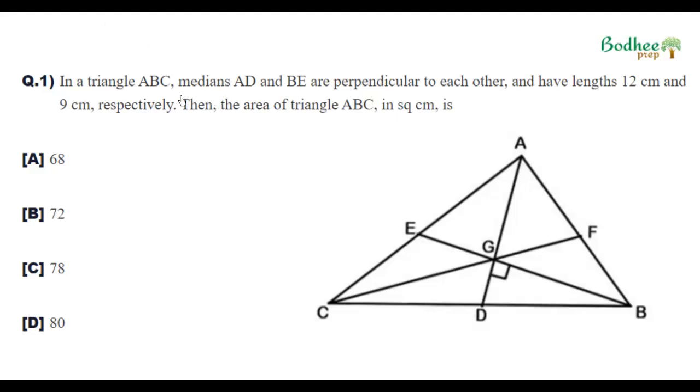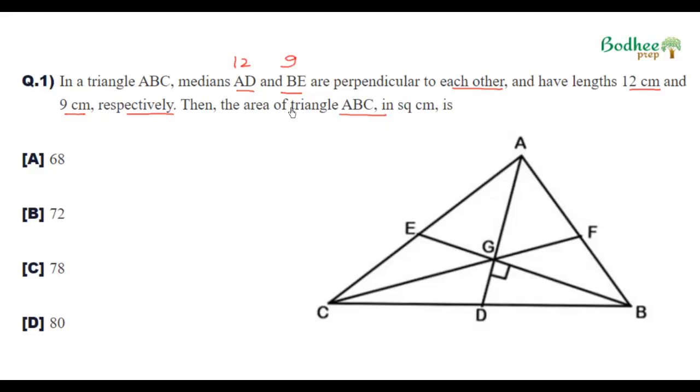Now let's take the first question. Here it says that in a triangle ABC, the medians AD and BE are perpendicular to each other and have lengths 12 centimeter and 9 centimeter respectively. So the length of AD is 12 and the length of BE is 9, right? And we need to find the area of triangle ABC.